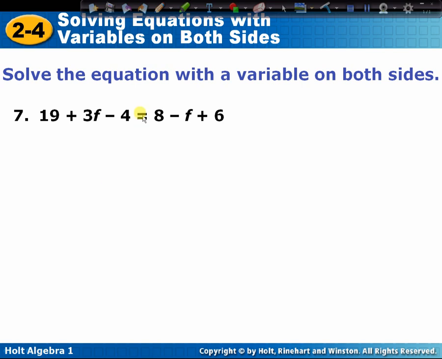The second step is like terms. So I'm going to find my equal sign and look on the left of it and say, is there anything over here that I can combine? And in this case, there is. I have a 19 minus 4, and they're just numbers with no variables, so I can put those together. And I can say 19 minus 4.